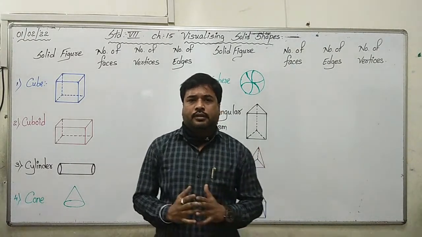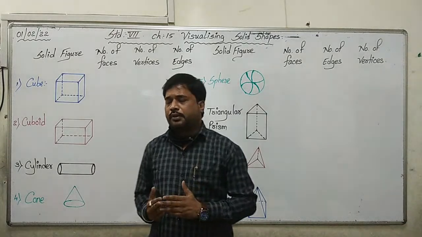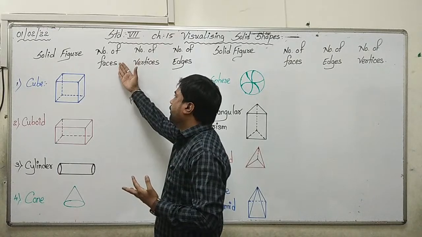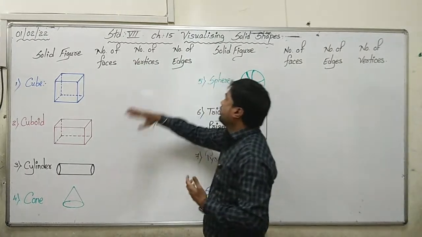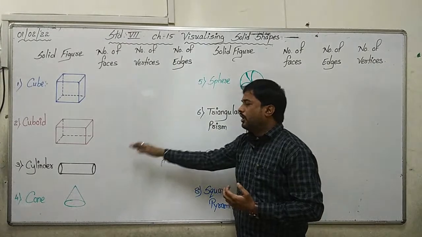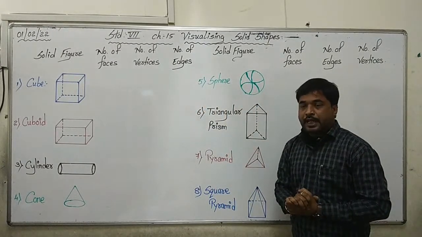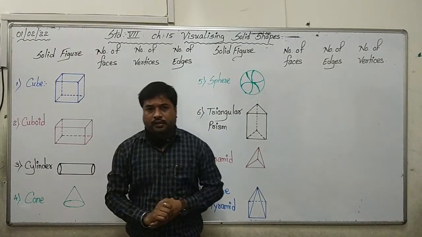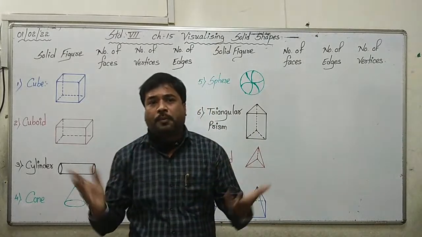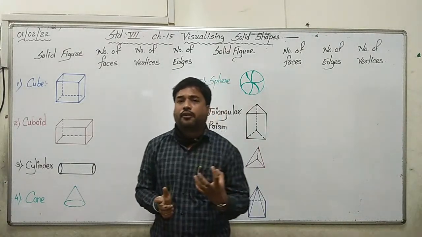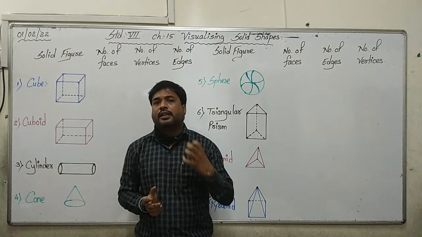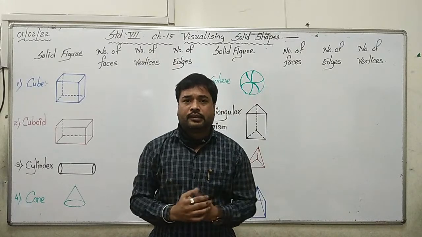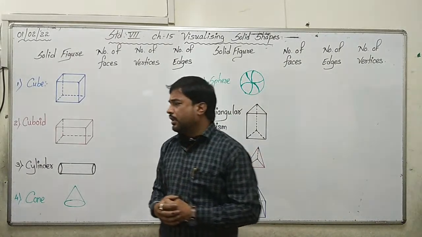Now, in this session, in this class, what are we going to do? We are going to learn how to find the number of faces, number of vertices, and number of edges for a solid object, as well as draw the net structure. When we cut out and open the solids, which type of net structure will we get? That we are going to learn in this session. So moving ahead with our classes.